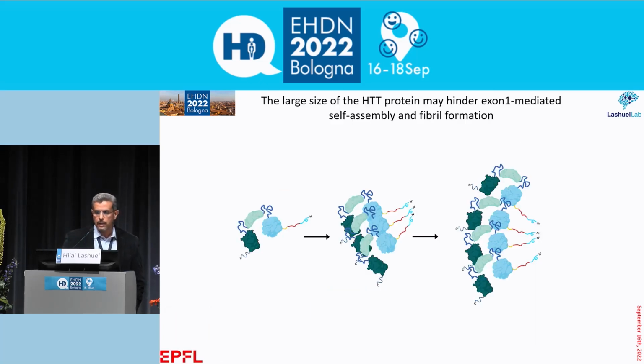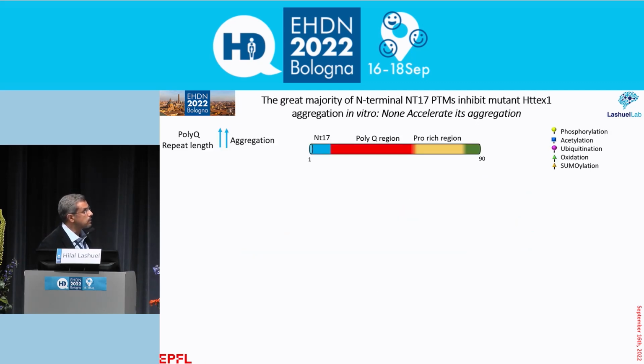Therefore, we hypothesize... it is known that if you take a small, highly aggregation-prone sequence and attach it to a large protein, you can induce it to aggregate, for example, A beta to GFP. But in the case of Huntingtin, exon 1 only constitutes about 3% of the protein. So we believe that the large size of the Huntingtin protein presents a very strong steric hindrance for the full-length protein to aggregate on its own and form fibrils.